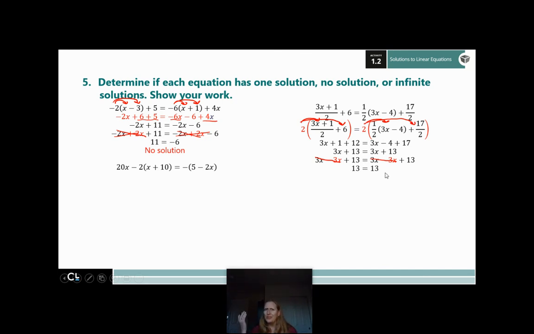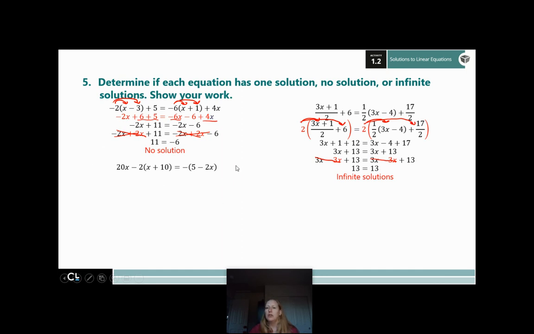Well, 13 always equals 13. That's always true, which means there's an infinite number of solutions here. It doesn't matter what I plug in for x. It's always going to be true. So x can be anything. Infinite possibilities. So I'll say it has infinite solutions.